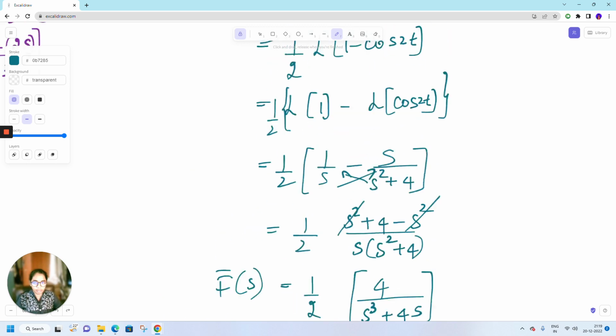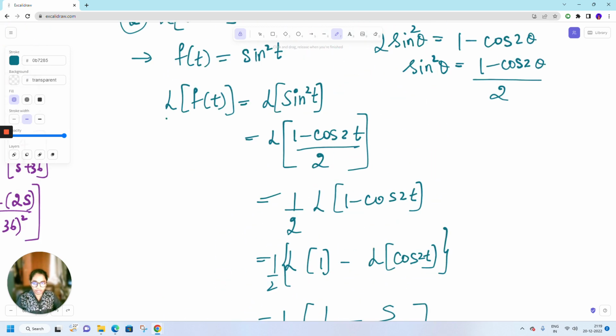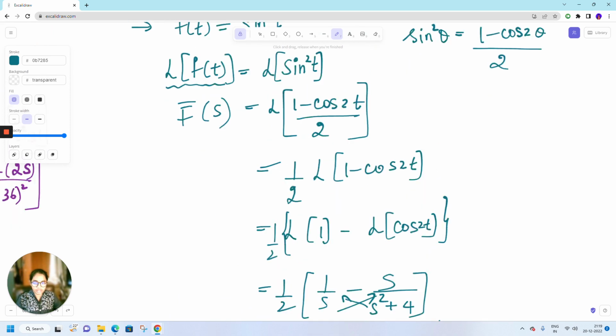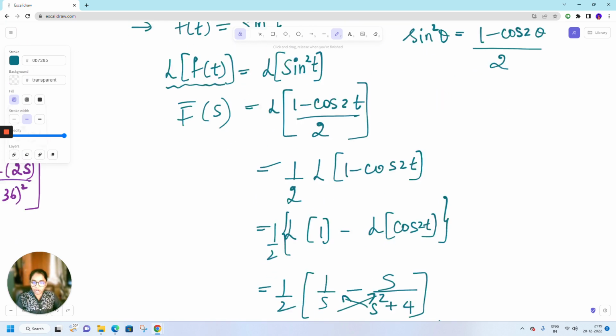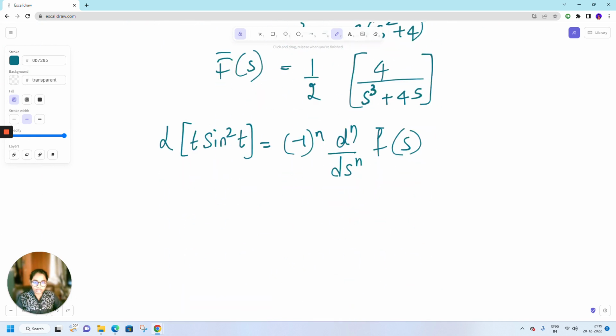Agree? See, we have Laplace of f of t, right? Laplace of f of t is f bar of s. Basically it means the question is in terms of t, and the answer that we are getting is in terms of s. So now, what do we have in place of n? We have 1, right? Observe t power n, so that would be 1.